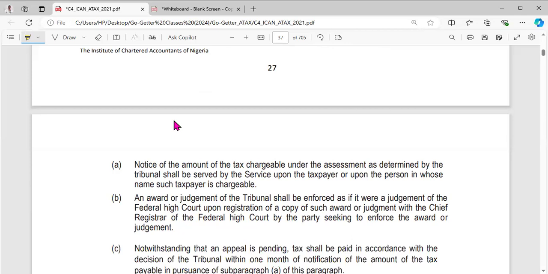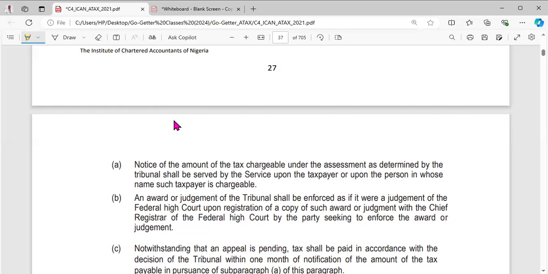Now, an award of judgment of the tribunal shall be enforced as if it were a judgment coming from the High Court. Now, can you see why the chairman should be a legal practitioner, because his judgment will be coming as if from the High Court. Upon registration of a copy of such an award or judgment with the Chief Registrar of the Federal High Court by the party seeking to enforce the award or the judgment. So they've given their judgment, collected it in writing, the decision. They are going to go to the registrar of the Federal High Court and seek a registration of such a copy so that they can take that copy and enforce it.